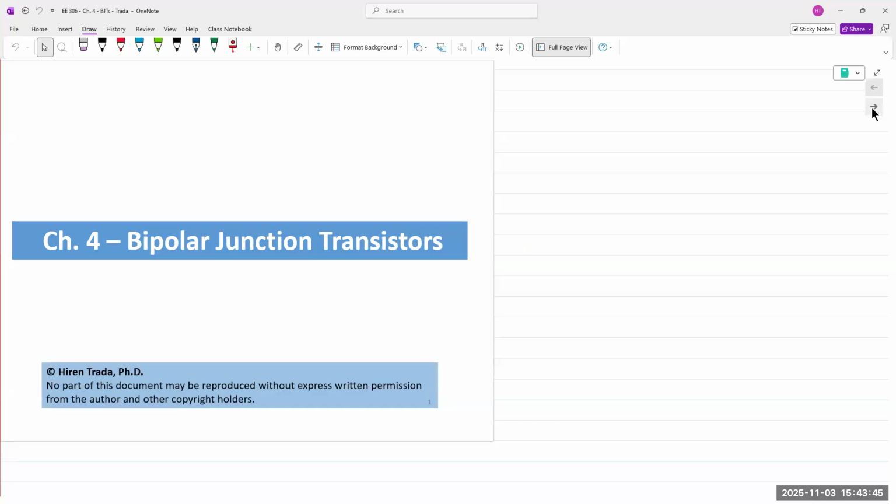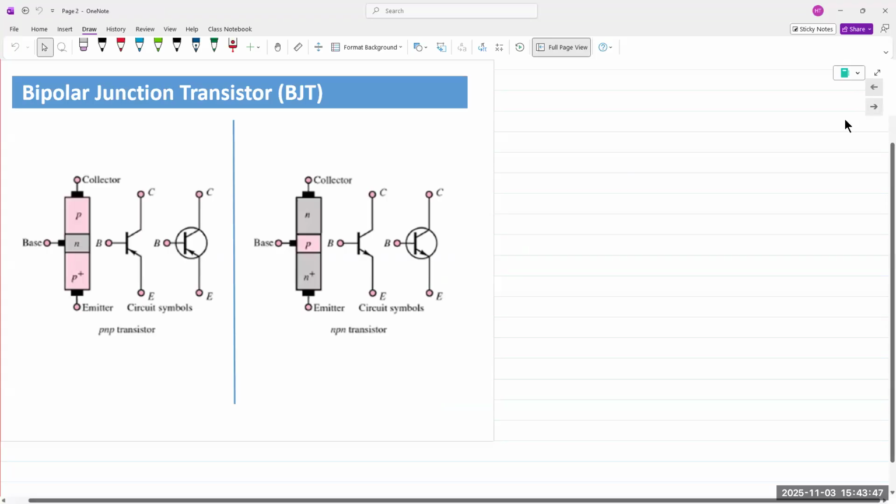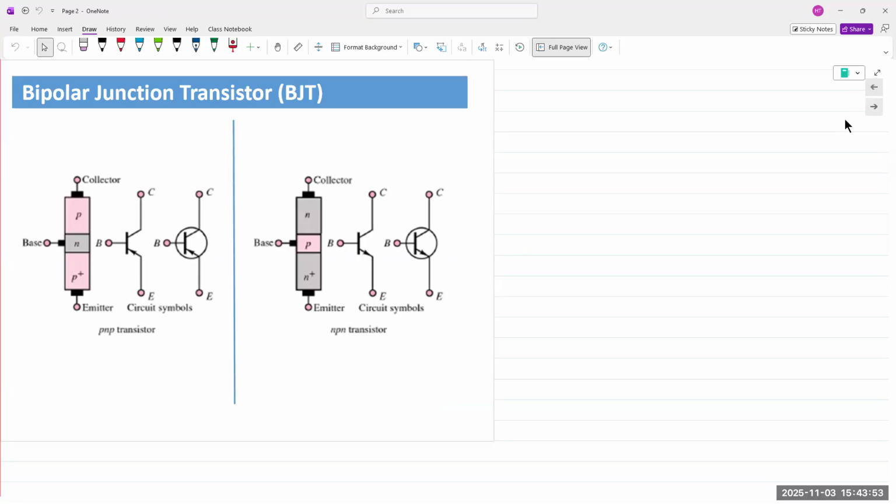Bipolar junction transistors. This, in fact, is the first semiconductor device that was ever created and presented. The first semiconductor transistor presented in 1947 was the germanium point contact transistor. I have a picture of it here, I think, in a couple of slides.